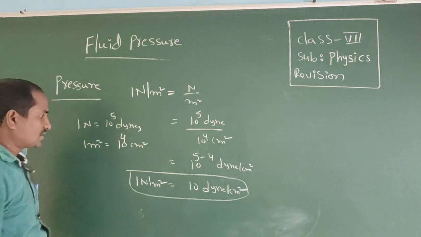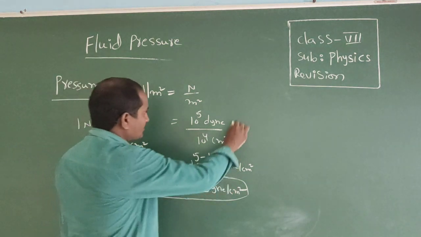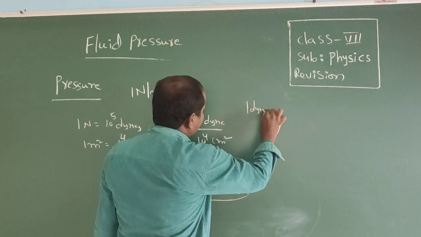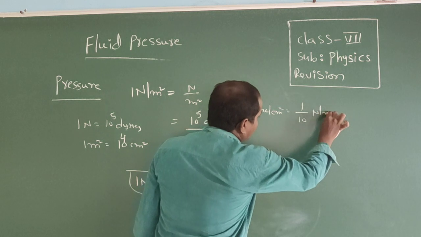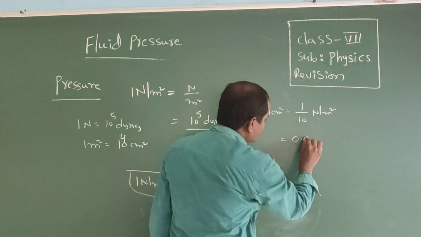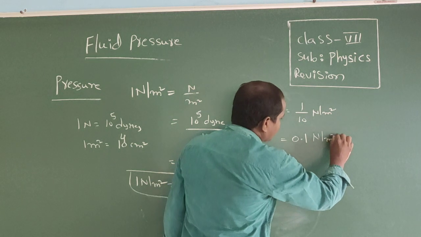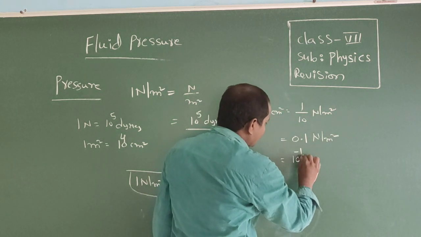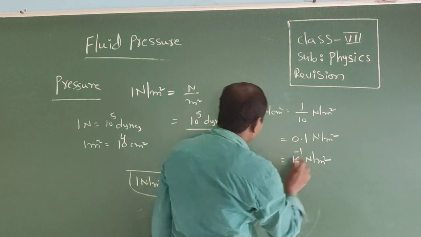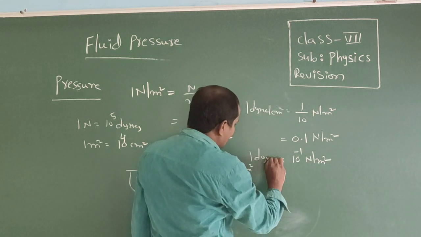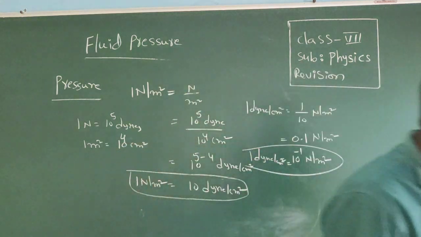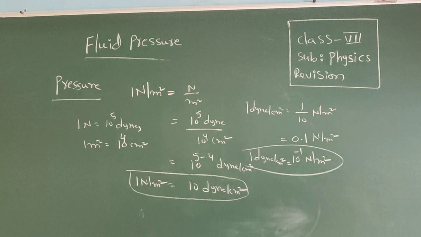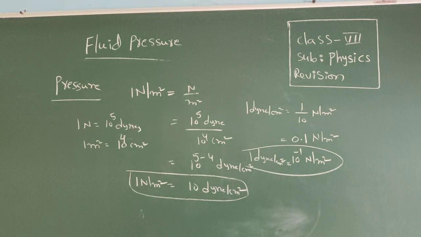1 Newton per meter square equal to 10 dyne per centimeter square, or 1 dyne per centimeter square equal to 1 by 10 Newton per meter square, that equals 0.1 Newton per meter square. We can write 10 power minus 1 Newton per meter square. It is the value of 1 dyne per centimeter square. It is the relation between SI and CGS unit of pressure.